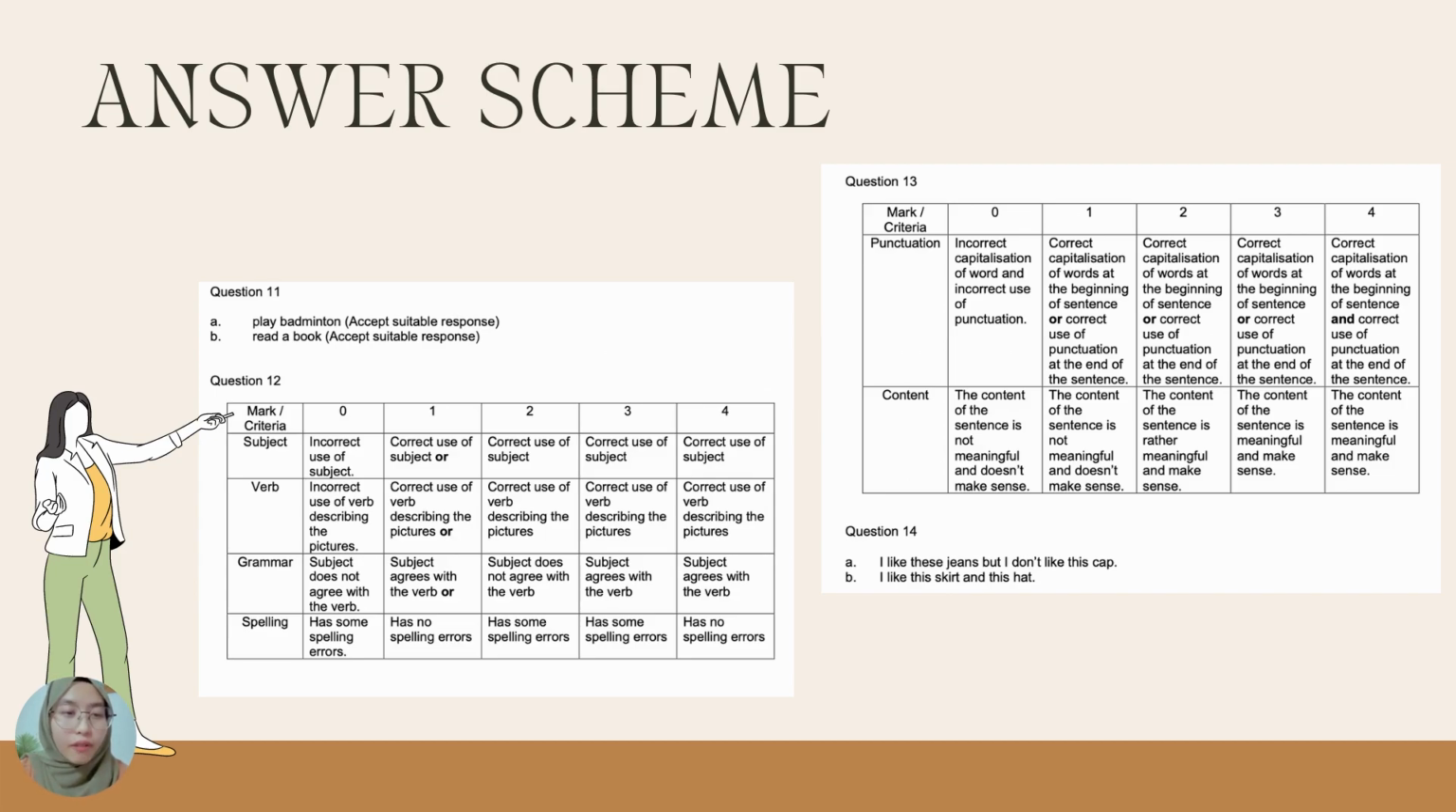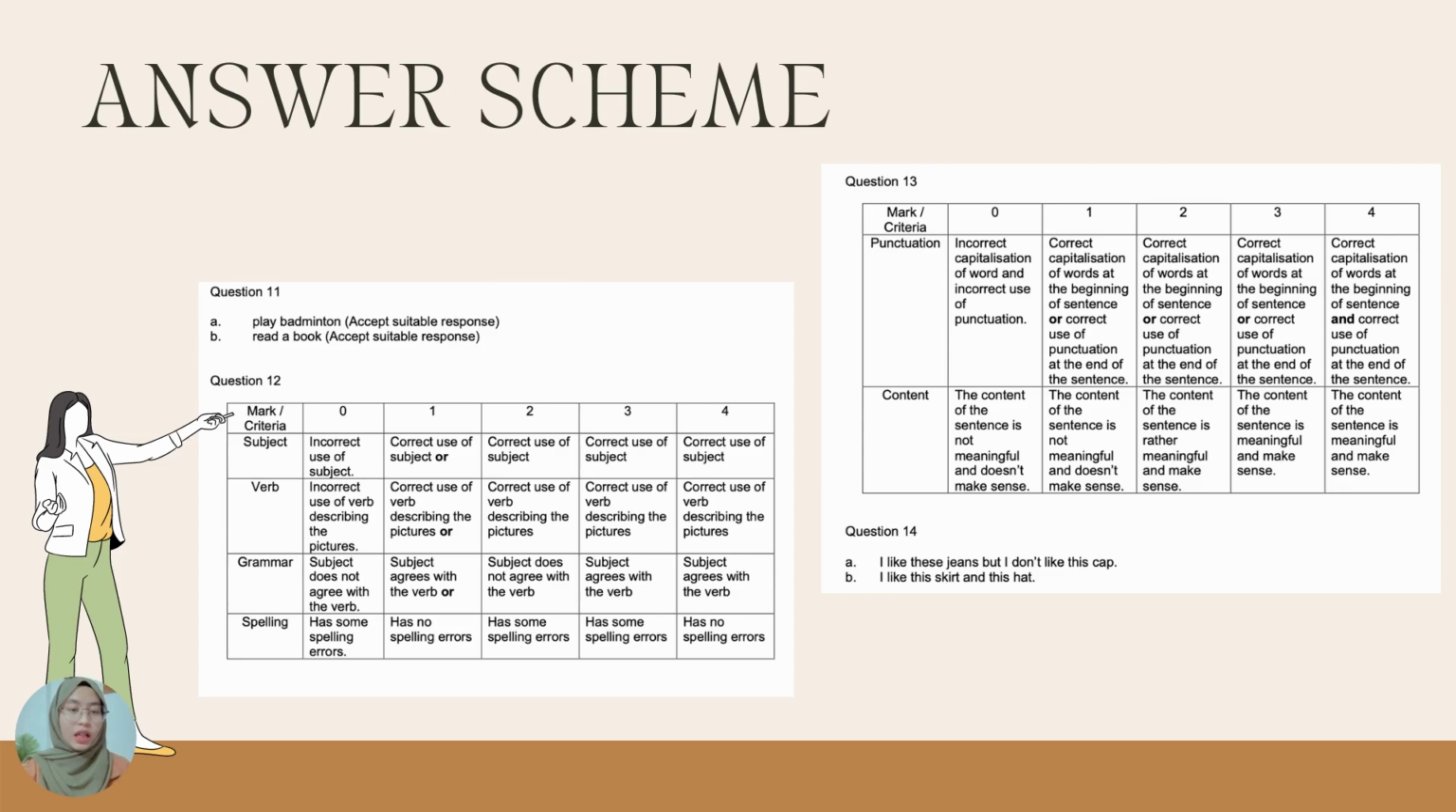Okay, for question 11, I didn't prepare the analytic rubric, but I have specified the answer, that is, play badminton and read a book. I also accept suitable responses. For instance, play tennis or read books. For question 12, I have specified analytic rubric. Therefore, the grading is very easy and I can allocate marks based on the rubric that I have created.